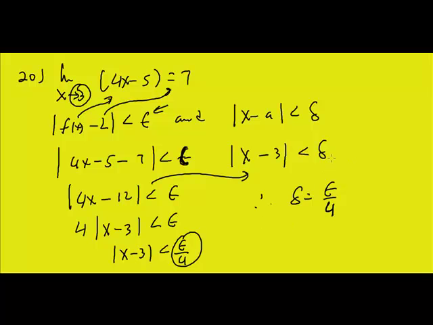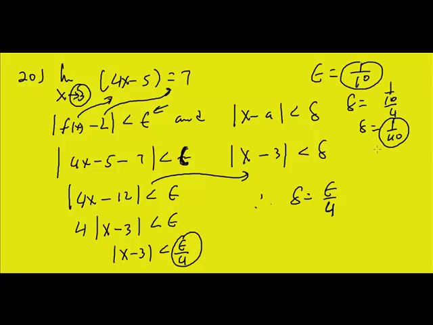So if you tell me your epsilon happens to be 1 over 10, then I can find my delta. My delta is going to be 1 over 10 over 4, which is 1 over 40. I found the delta neighborhood to match up with the epsilon neighborhood.